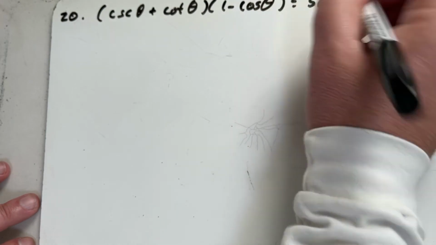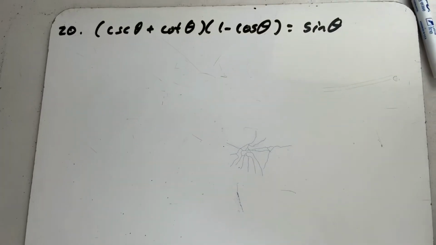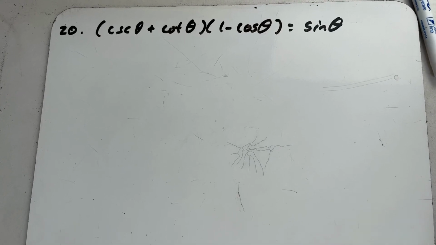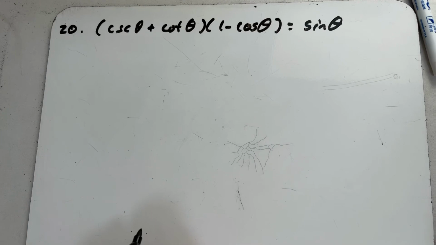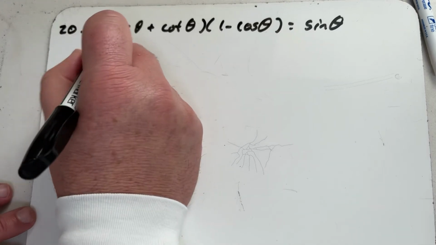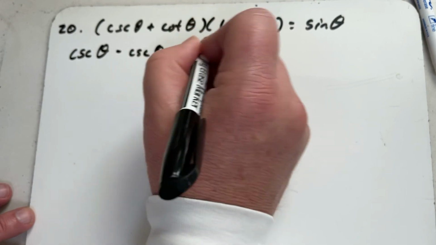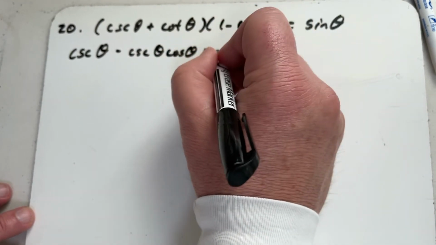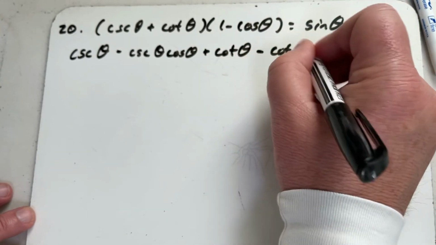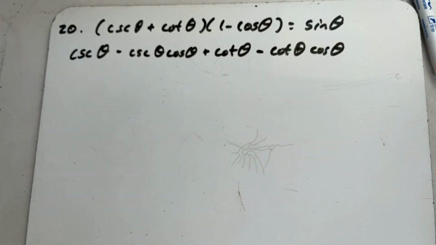So that is a lot of stuff to pare all the way down to sine. Gosh, I need to fix my camera. Bah, stay there. So I'm going to FOIL this out. Yikes, it's going to be ugly. That's okay. Cosecant minus cosecant cosine plus cotangent minus cotangent cosine. Okay, that's just foiling this out. I haven't solved anything out yet.